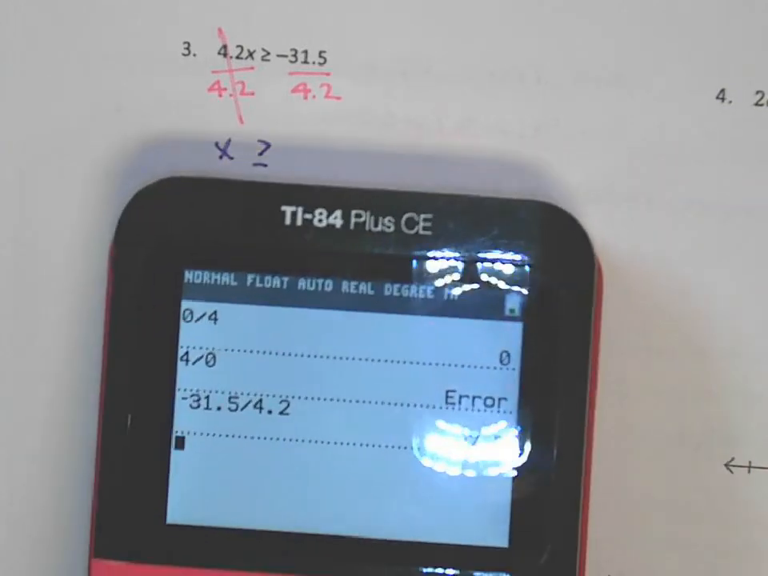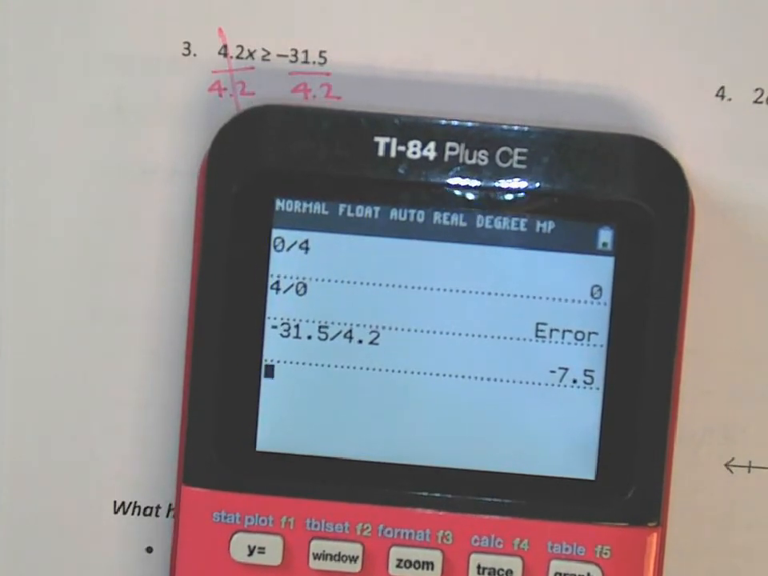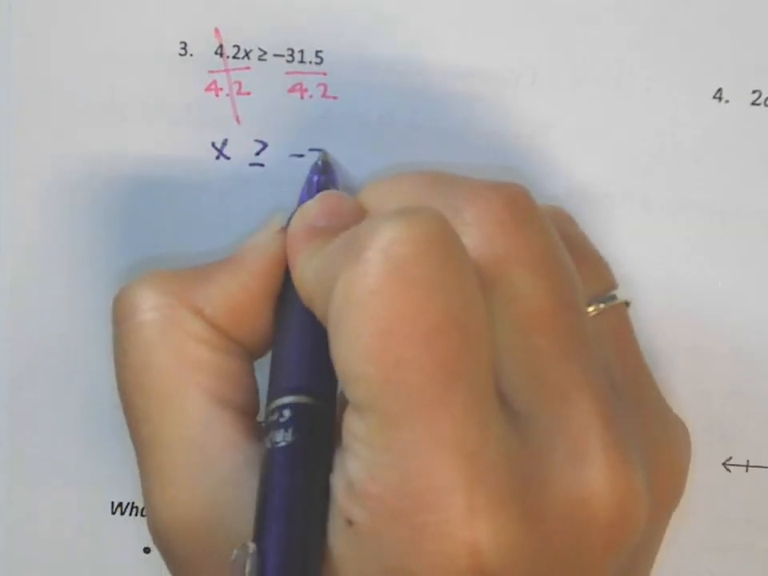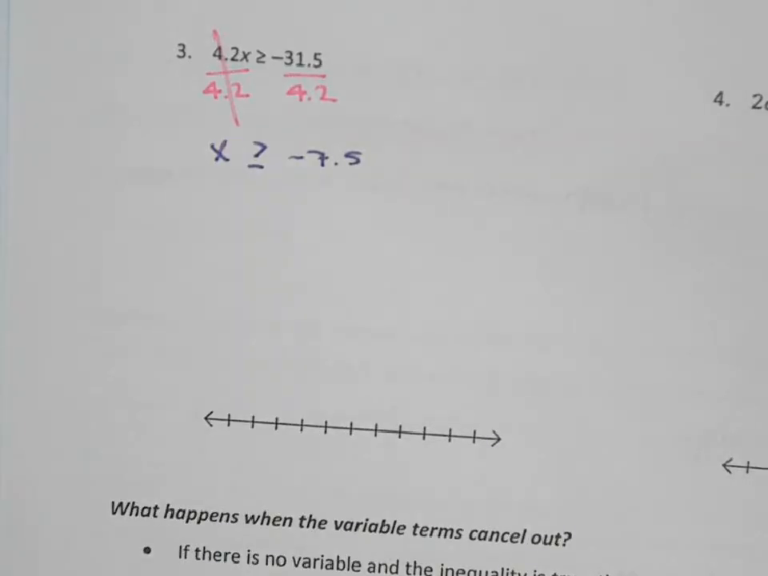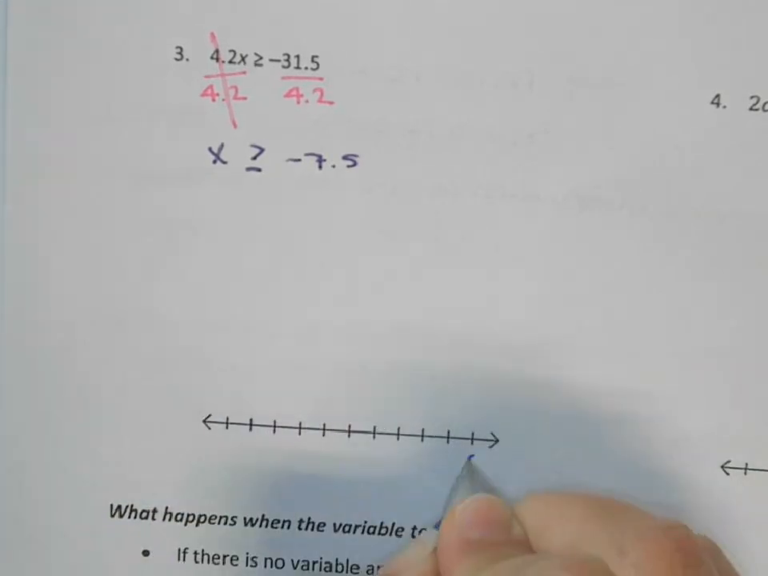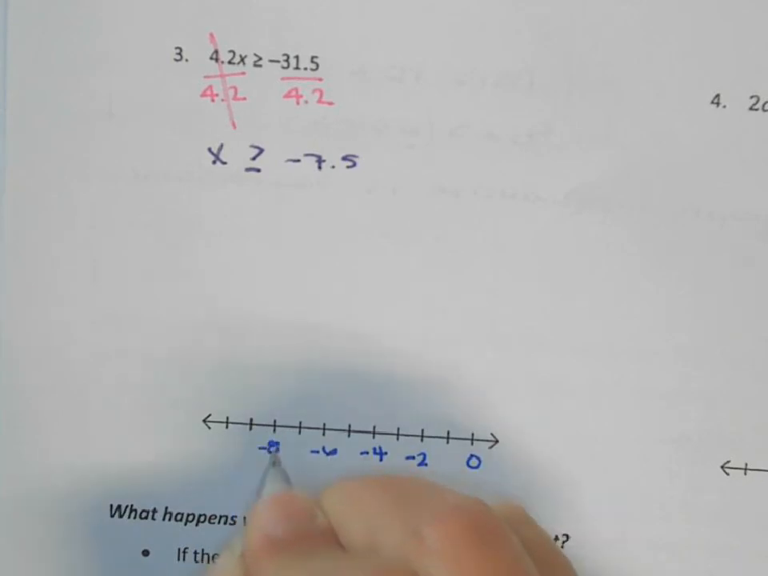You get negative 7.5. Does that look right? Negative 7.5? Okay. All right, so now we have to graph that. So I need a negative, so I'm going to put my 0 over here. Negative 2, negative 4, negative 6, negative 8, negative 10.